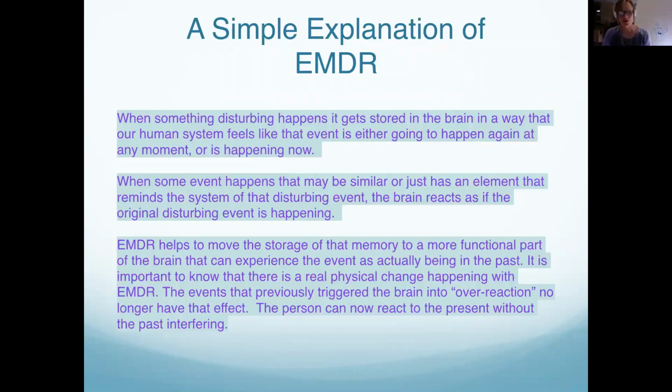And EMDR helps to move the storage of that memory, the activation actually, to a more functional part of the brain that can experience the event as actually being in the past. It's just a memory now. And our clients will often say that, it's just a memory. And it's important to know that there is a real physical change that's happening with EMDR. And events that previously triggered the brain into an overreaction no longer have that effect. The person can now react to the present without the past interfering.